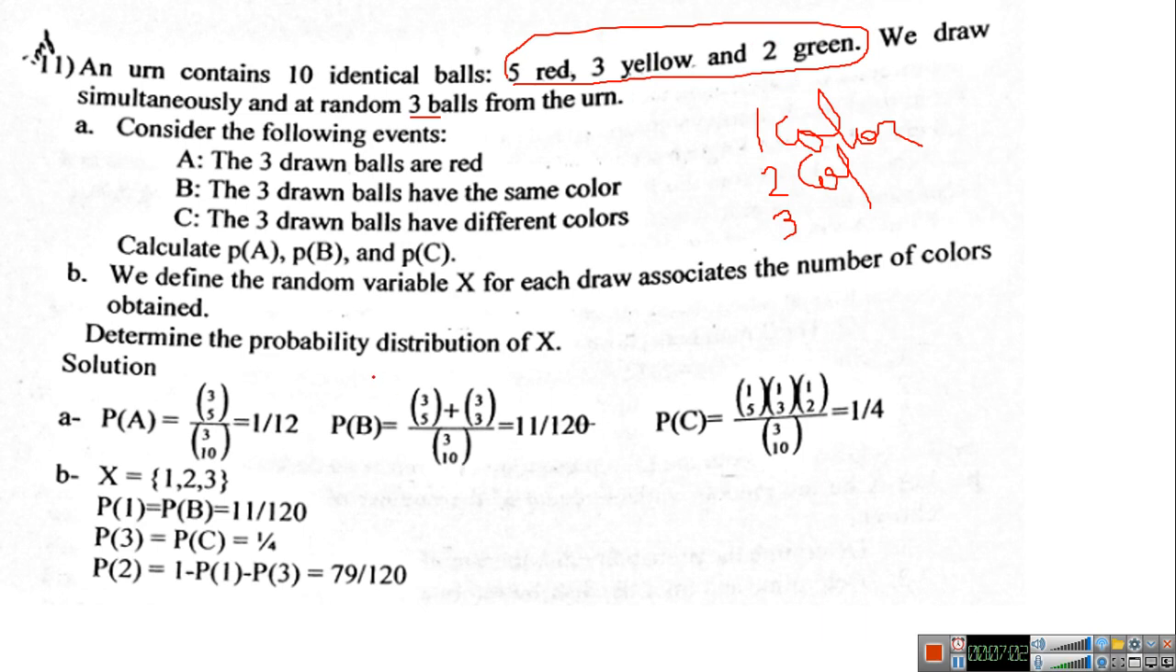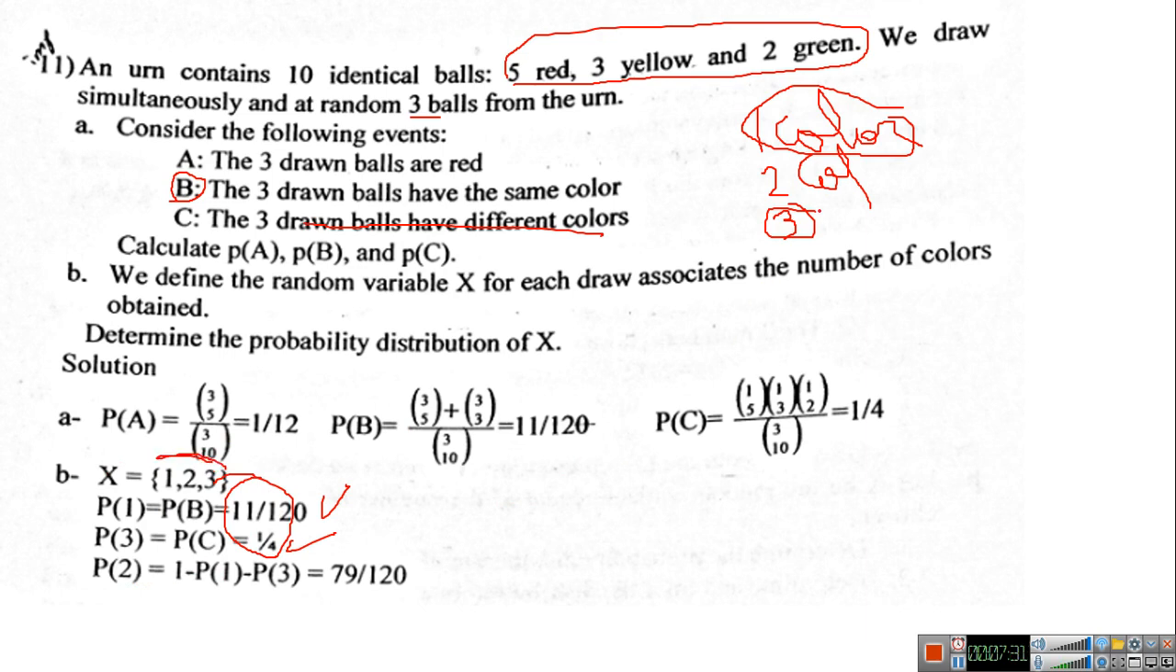I want to find the probability distribution. One color I already have, P of 1, which is the choice of B. So P of 1 is P of B. And I know three colors. This is C. So P of 3 is P of C. To find the last one, I do 1 minus these two. P of 0 plus P of 1 plus P of 2 plus P of 3 must be 1.